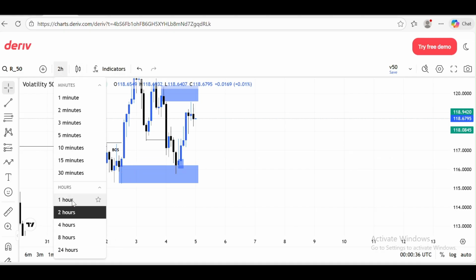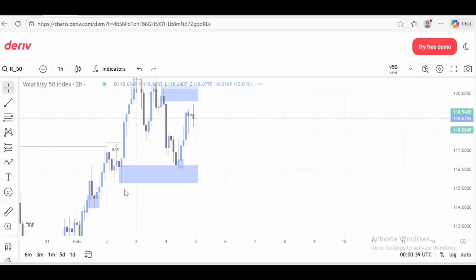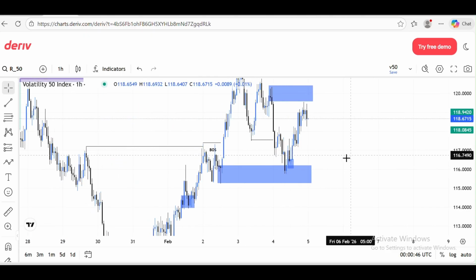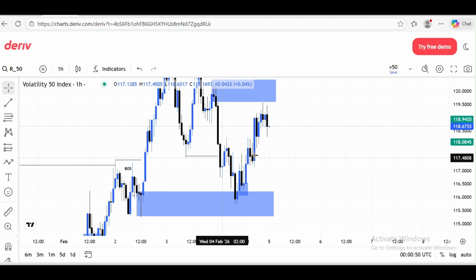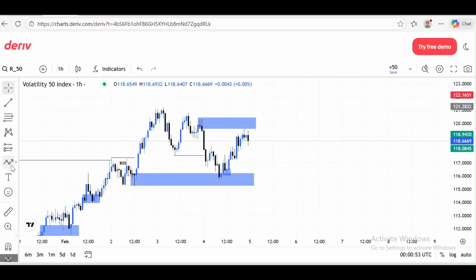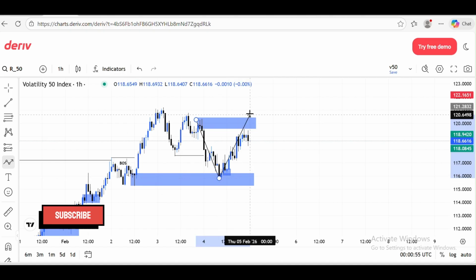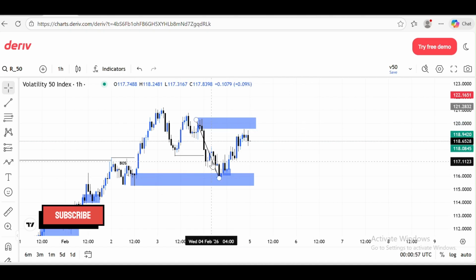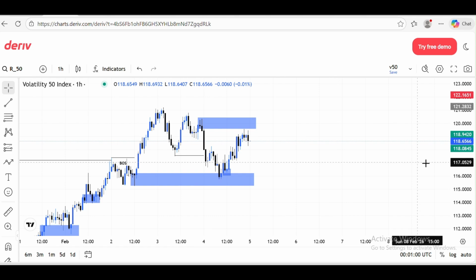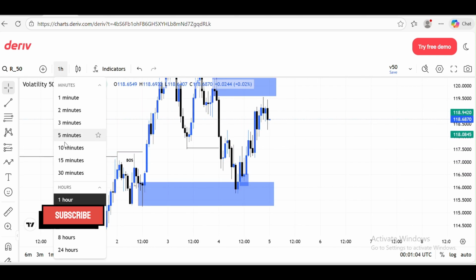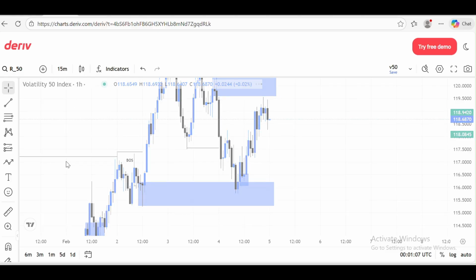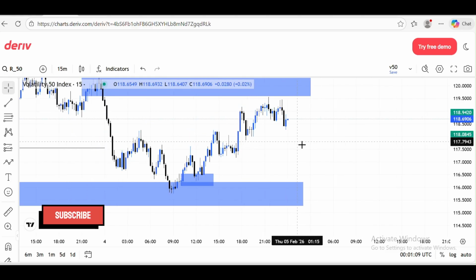So if we go down to our 1 hour to refine that zone further, we'll come down to our 1 hour time frame. We waited for price to come in and tap into this zone for us to take a buy. Price exactly did, it came in and tapped into our zone. After price tapped into our zone, the next thing we'll do is look for our entry model. So let's go to our 15-minute time frame first.